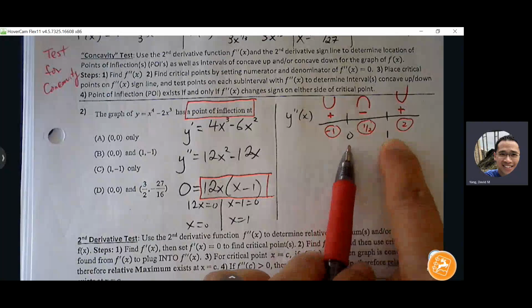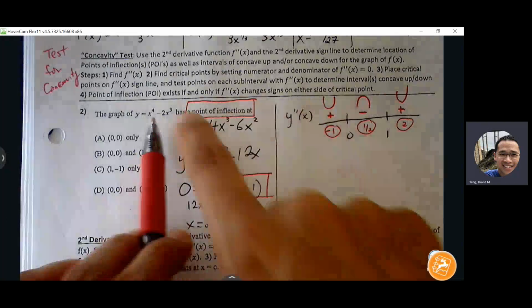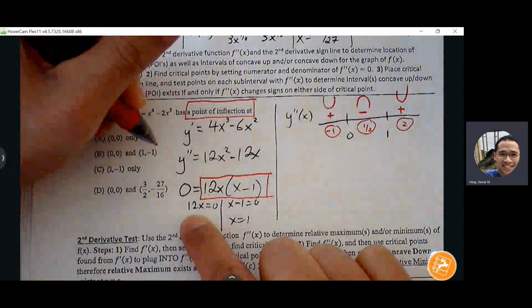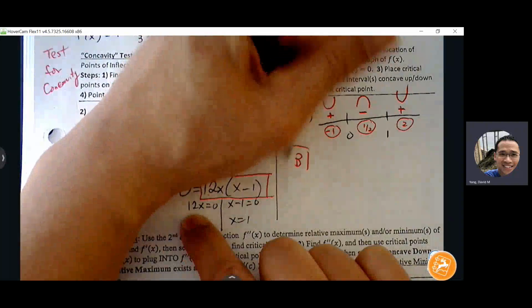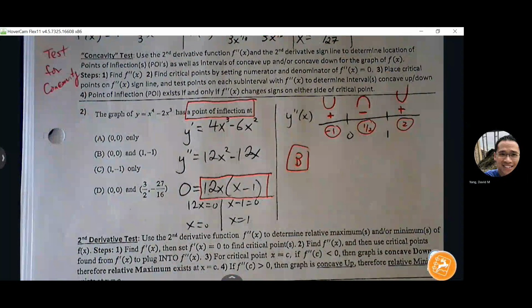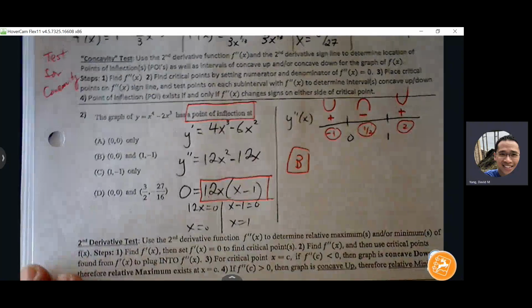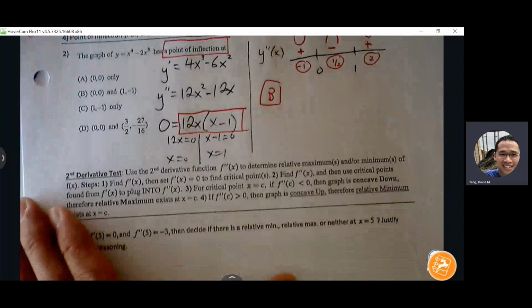So we can insert these back into the original function, but it's kind of easy to tell that it's answer choice B. Okay. Any questions there with 2?